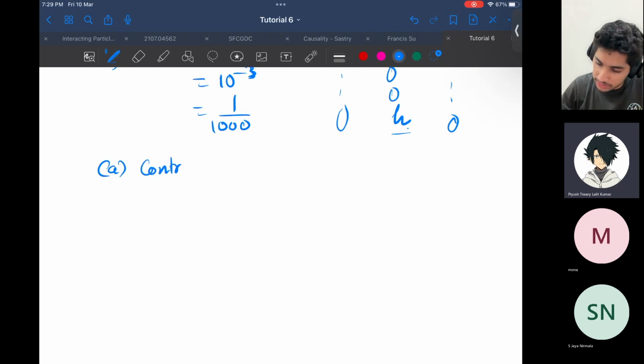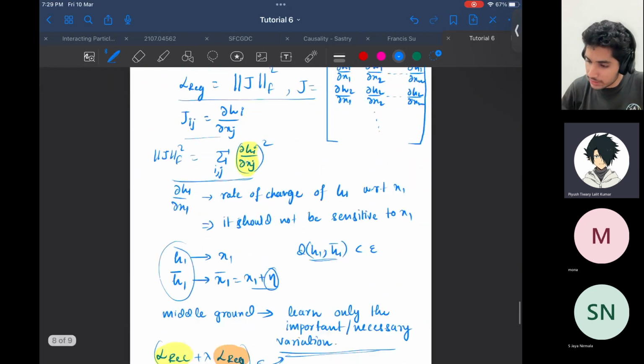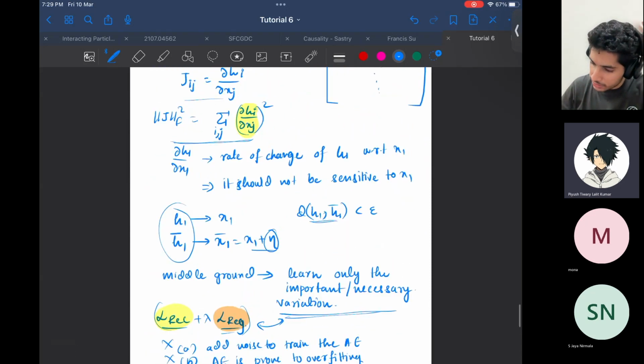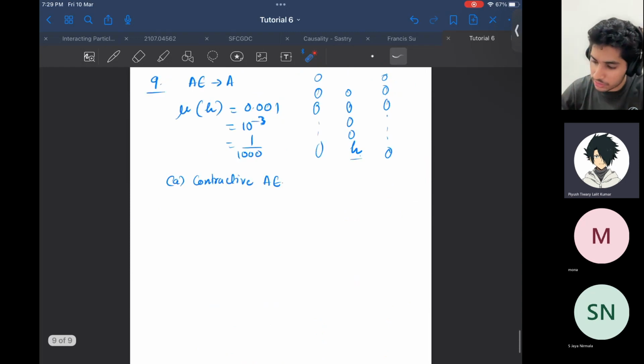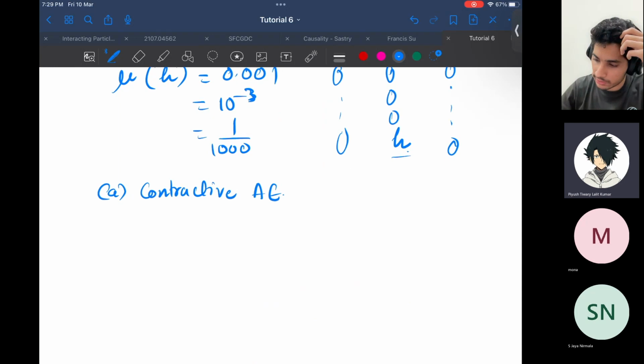So first is the contractive autoencoder. We just saw what contractive autoencoders are. Do contractive autoencoders force the hidden representation to be small? Well, it says that it should not change a lot. It basically picks only the important variation in the data. It never says that the value should be very small. So this is not correct. Contractive autoencoders never enforce this; we didn't see anything like this.